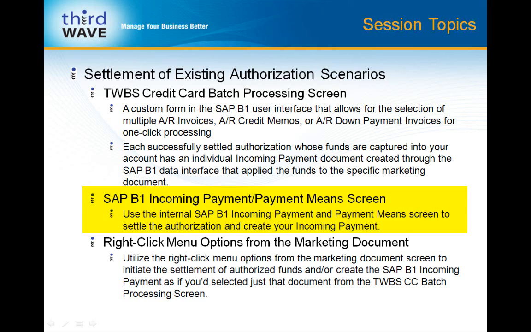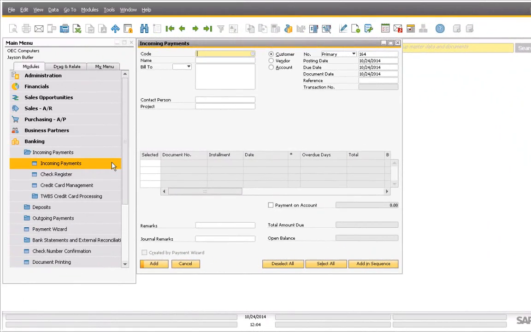This is a single document processing to settle your authorization. The credit card application will not allow you to select multiple documents that are of the credit card's designated payment terms for settlement processing. To demonstrate this, I'll bring up the incoming payment screen located under the banking incoming payments menu groups in SAP Business One.